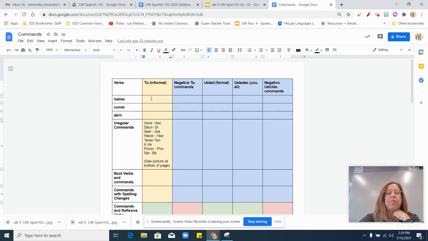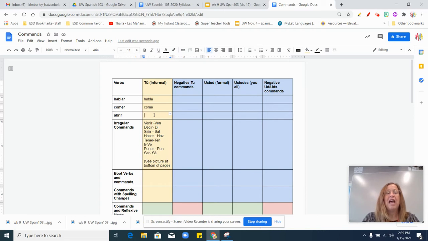So for AR verbs, if you think about the tú form, usually you say hablas. That means you speak. But if I want to say speak, then it's just habla. Take off the S. So for comer, if I want to say eat, it's going to be come, right? So not comes. Comes means you eat. Where we want to command them to eat, then it's just come.